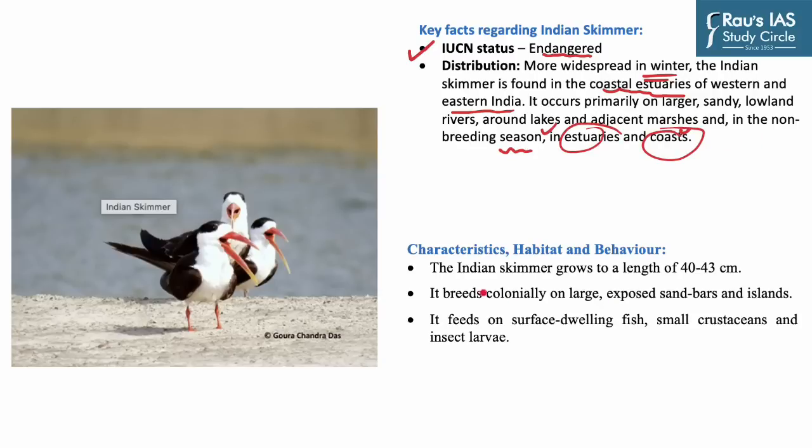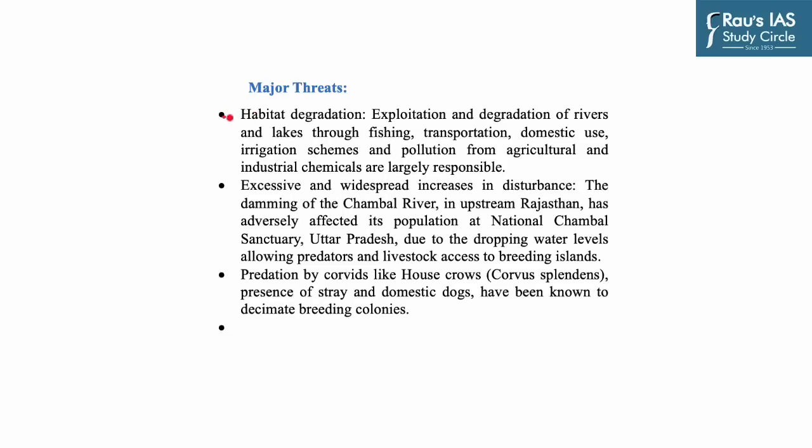The Indian skimmer grows to a length of around 40 to 43 centimeters. It breeds colonially on large exposed sandbars and islands. It feeds on surface dwelling fish, small crustaceans and insect larvae. Major threats include habitat degradation, which is exploitation and degradation of rivers and lakes through fishing, transportation, domestic use, irrigation schemes, and pollution from agricultural and industrial chemicals are largely responsible for their habitat degradation.